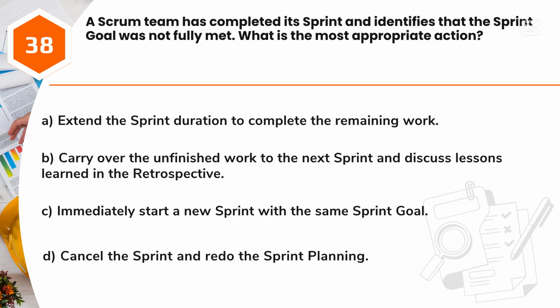Question 38. A Scrum team has completed its sprint and identifies that the sprint goal was not fully met. What is the most appropriate action? A. Extend the sprint duration to complete the remaining work. B. Carry over the unfinished work to the next sprint and discuss lessons learned in the retrospective. C. Immediately start a new sprint with the same sprint goal. D. Cancel the sprint and redo the sprint planning.